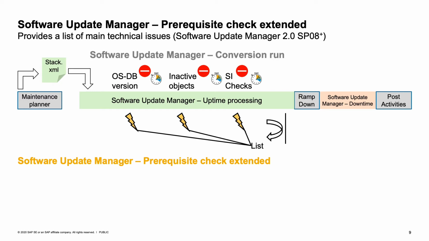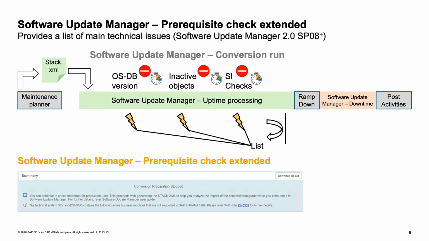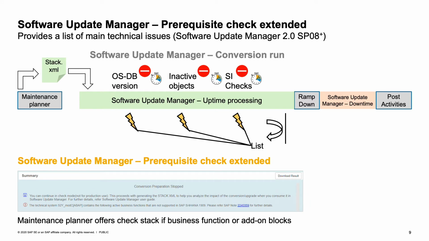And of course, you already know that even if the maintenance planner stops and blocks the conversion planning because there is a not supported business function or an add-on blocking the planning, the maintenance planner will allow you to exclusively run the Prerequisite Check Extended. So it will provide a specific check stack XML, which will tell the Software Update Manager to start the Prerequisite Check Extended. That's what we have.